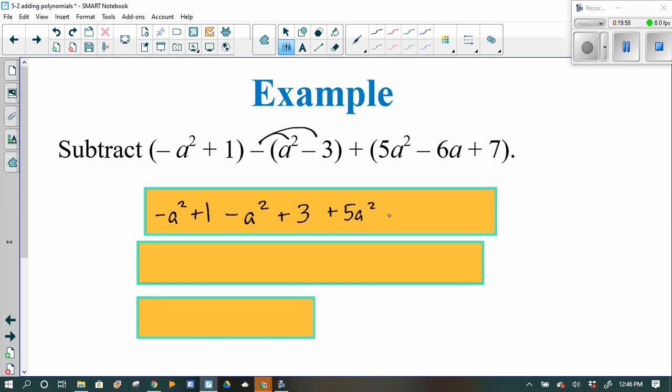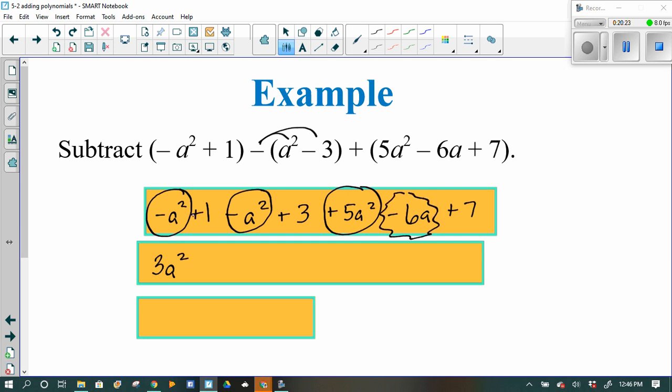Plus 5a squared minus 6a plus 7. Now combine your terms. I have negative a squared, I have another negative a squared, and I have a 5a squared. So 5 minus 2 is 3a squared. Look for the next term down, which would just be an a. So here I have a negative 6a, and there are no other a's, so I'm just going to bring it down. And I have 1 plus 3, which is 4, and 4 plus 7 is 11. And there is your answer.